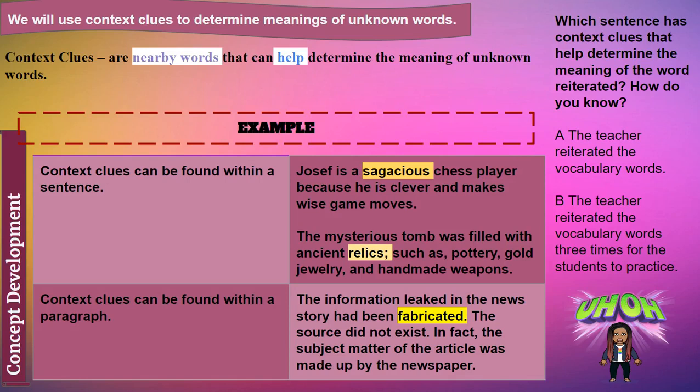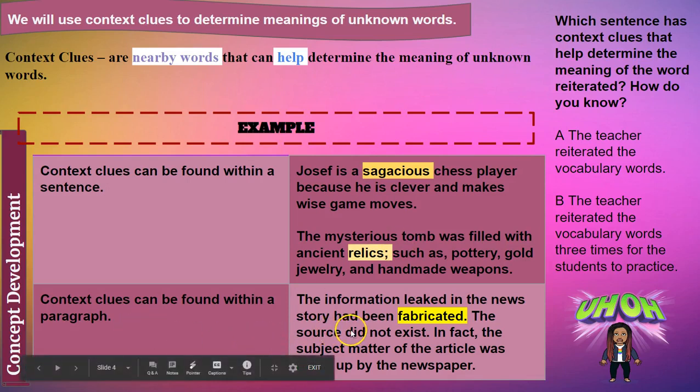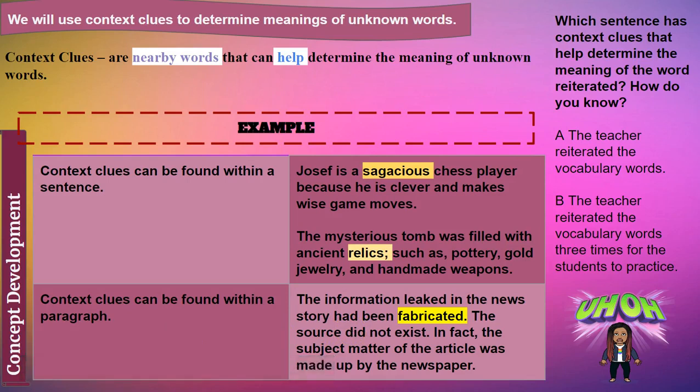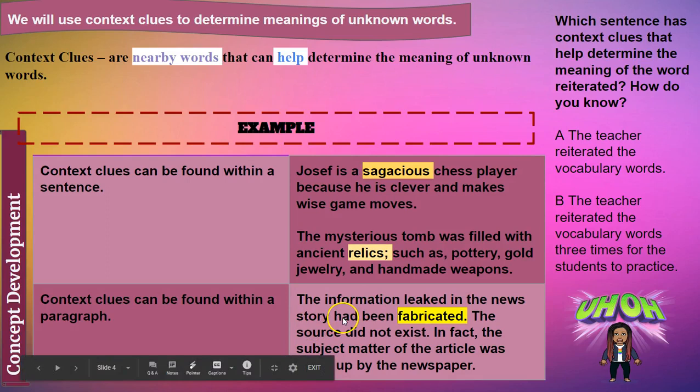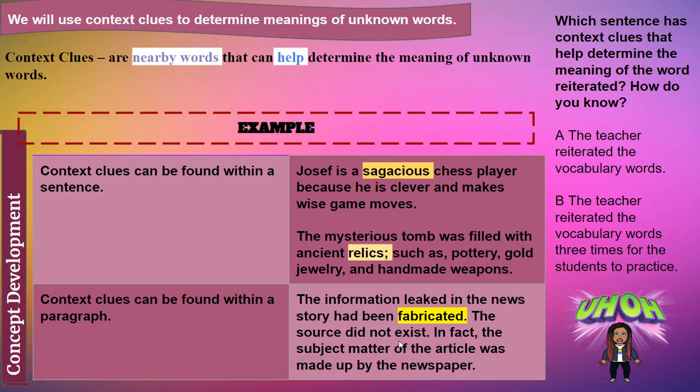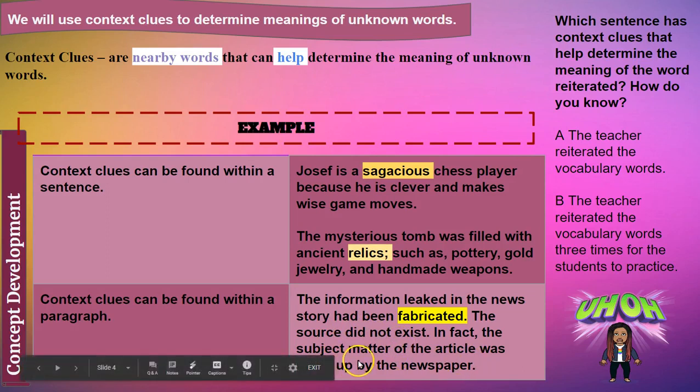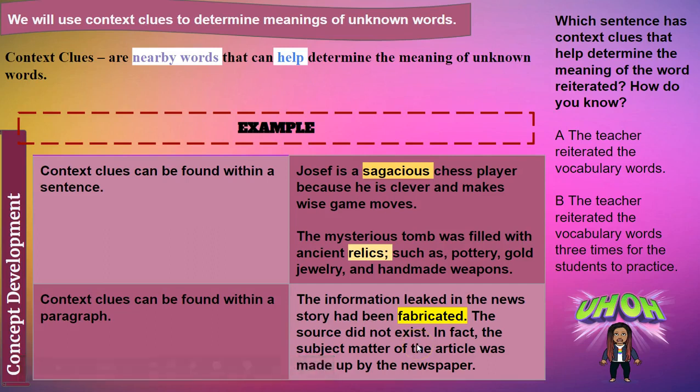So context clues can be found within the paragraph. Let's go to there. The information leaked in the news story had been fabricated. The source did not exist. In fact, the subject matter of the article was made up by the newspaper. I want to know what fabricated means. So it says the source of the news story did not exist. So did not exist means fake, right? Not real. And then we also have another phrase that connects with that, which is made up. If you make up something, it is not real.